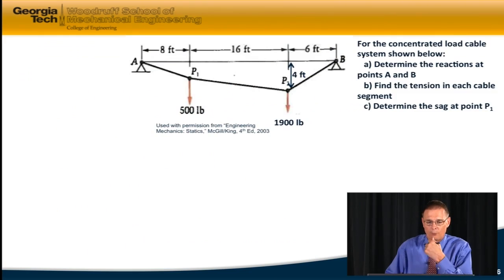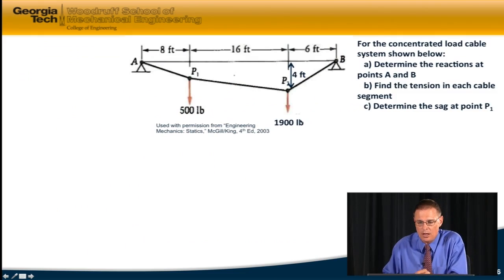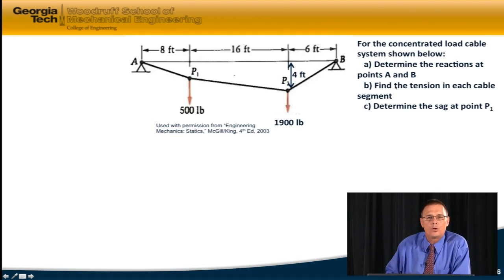So here's our first cable system, a concentrated load cable system. Got two concentrated loads. We're going to do this in parts. The first thing I want to do is find the reactions at points A and B. And so my question to you is, how would you start that?